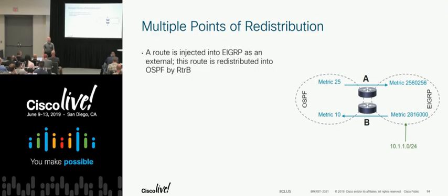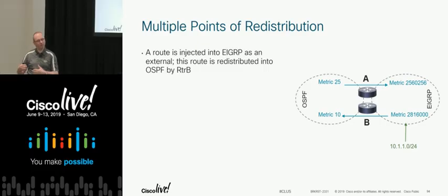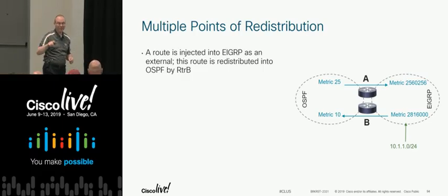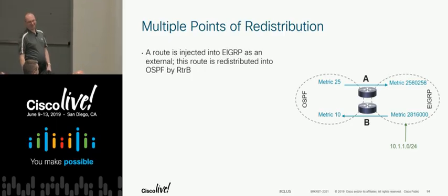Team, you know about the problems in mutual redistribution. Do I need to go with you over preventing routing loops in mutual redistribution on multiple points? Who would like me to go through this? A couple of people. Okay. Thank those guys. Okay. There you have it, David.